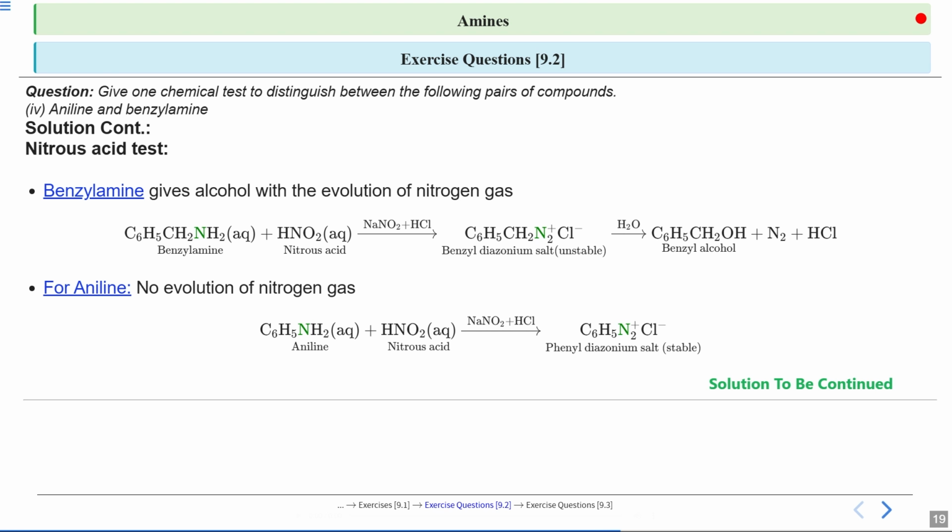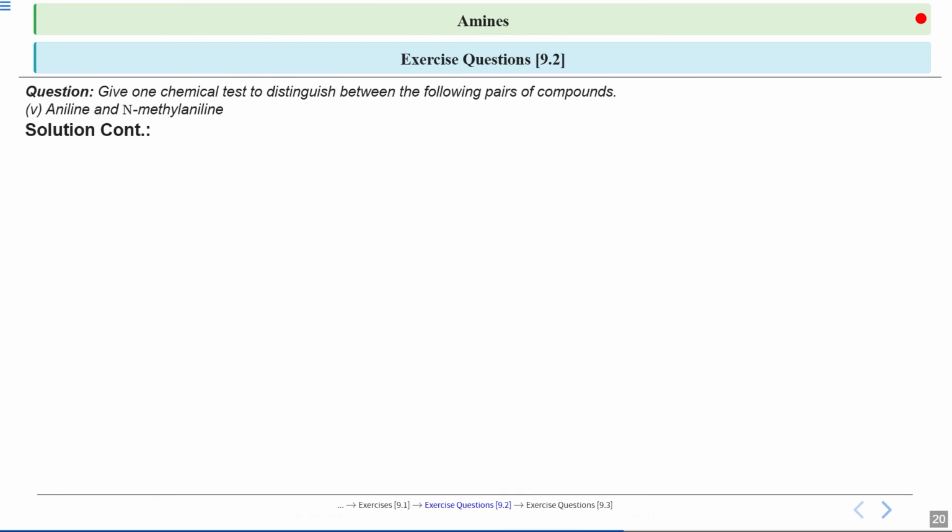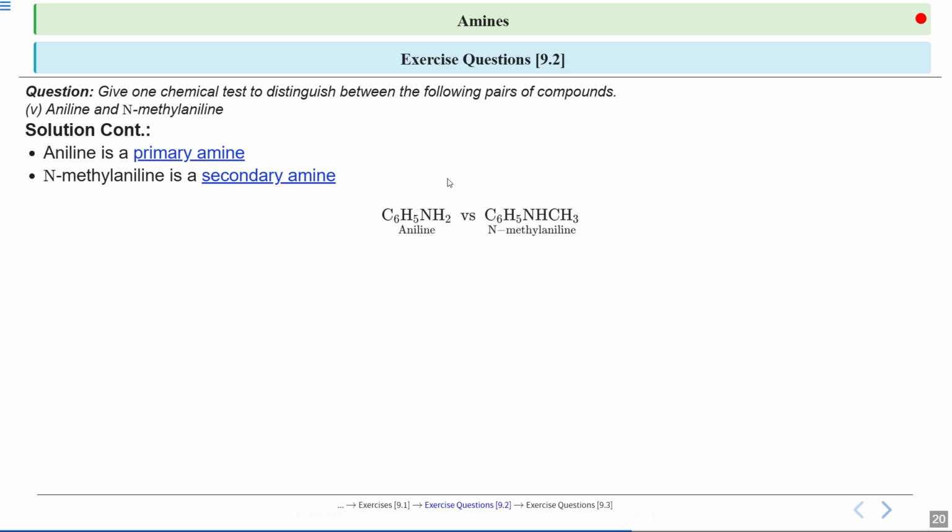Now moving on further, we have aniline and N-methyl aniline. Aniline is a primary amine, and N-methyl aniline is a secondary amine, because here nitrogen is connected to one methyl group and one phenyl ring. So we have to tell a test that distinguishes between a primary amine and a secondary amine.